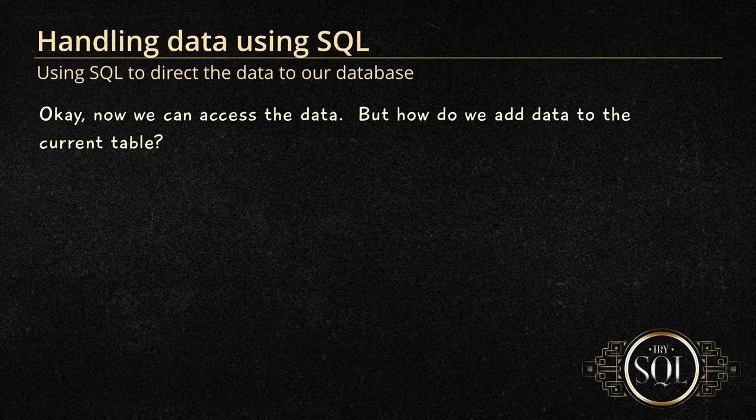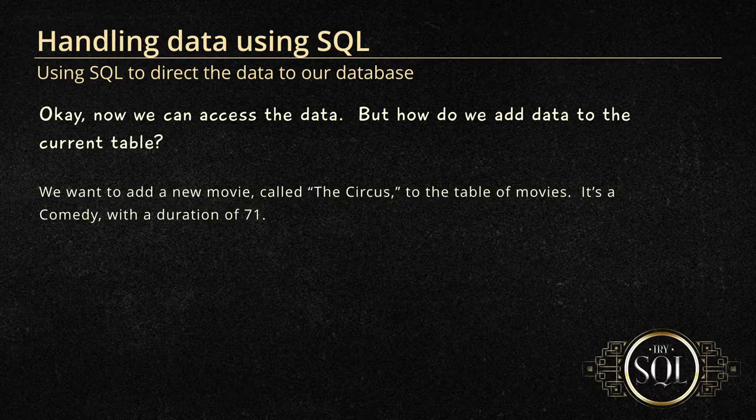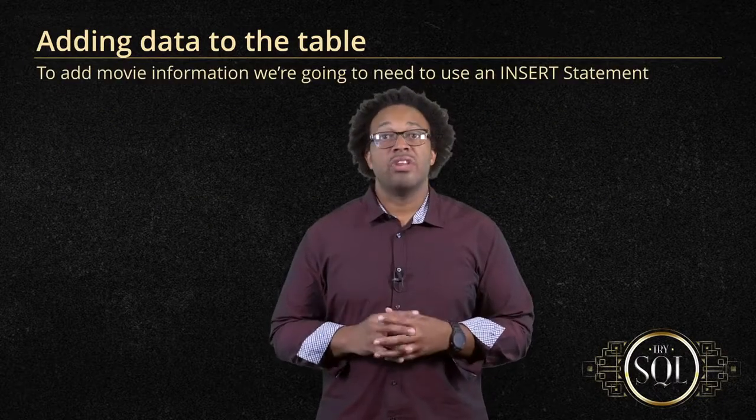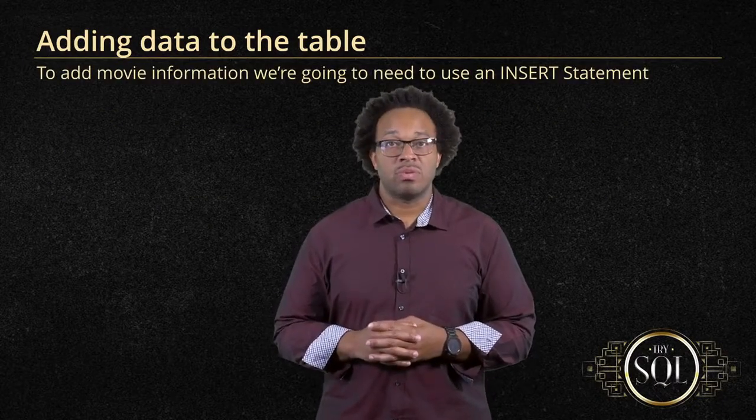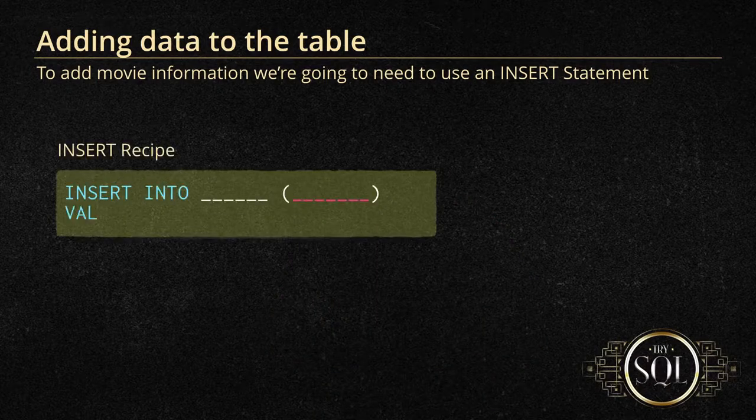Let's say we have a new film called The Circus that we wish to add to the table of movies. It's a comedy with a duration of 71 minutes. Let's add it to the table. To start, in order to add a new record to an existing table in SQL, we'll use what's known as an insert statement. Here we have the insert recipe, which has some new concepts for us to look at.